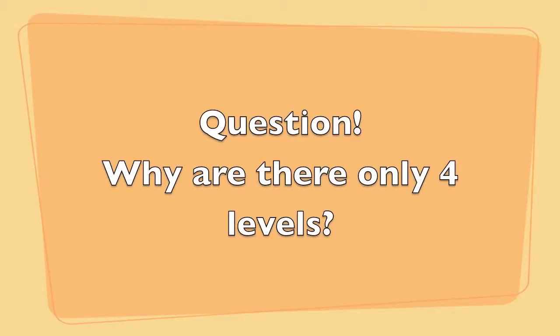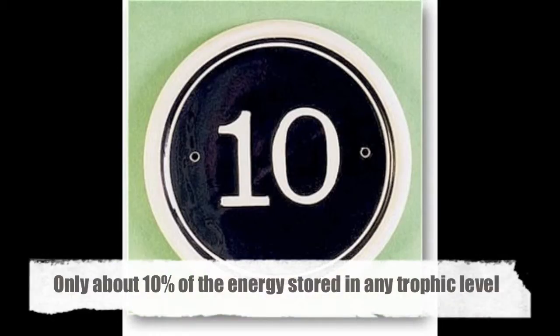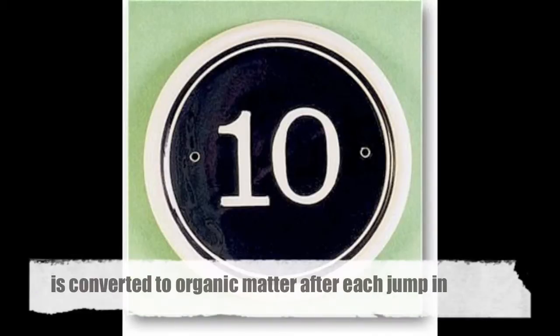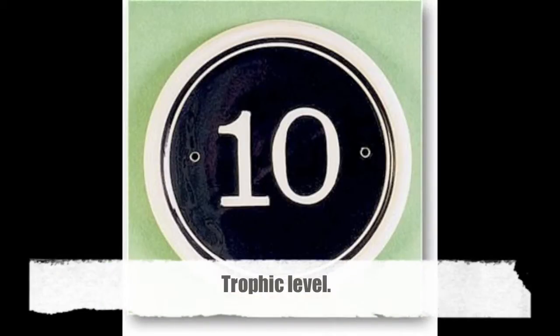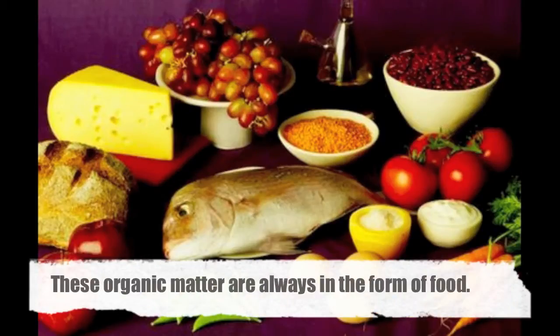So let's first bring up this question. Why are there only four trophic levels in a food chain? This is because only about 10% of the energy stored in any trophic level is converted to organic matter after each jump in trophic level. These organic matters are always stored in the form of food.